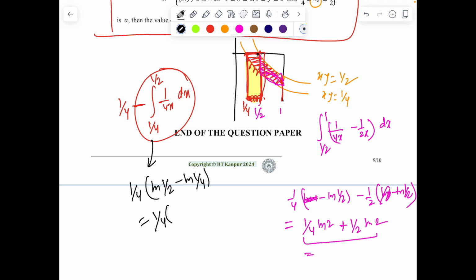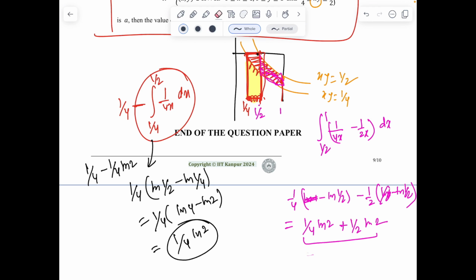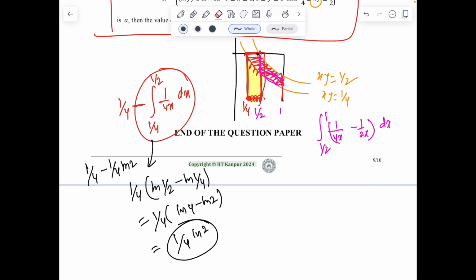So this integral gives you 1 by 4 ln half minus ln 1 by 4. That gives 1 by 4 and ln 4 minus ln 2. Clear? So we have 1 by 4 ln 2. So finally we have 1 by 4 minus 1 by 4 ln 2. And this calculation, again we have to be a little bit alert. So you see, with less alertness I did the calculation, it's gone.